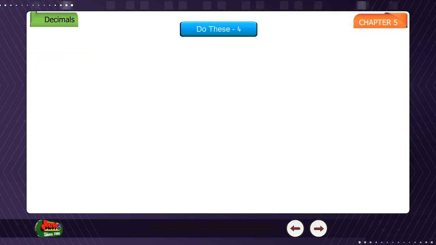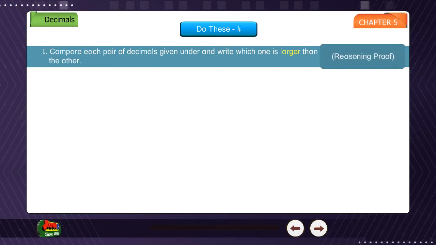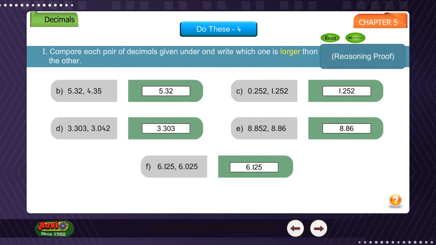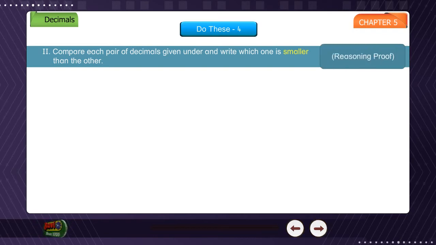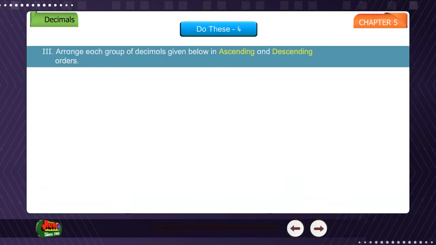Do these 4. 1. Compare each pair of decimals given under and write which one is larger than the other. Reasoning proof. Two. Compare each pair of decimals given under and write which one is smaller than the other. Reasoning proof. Three. Arrange each group of decimals given below in ascending and descending orders. Reasoning proof.